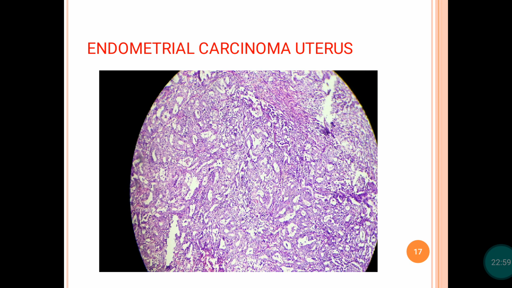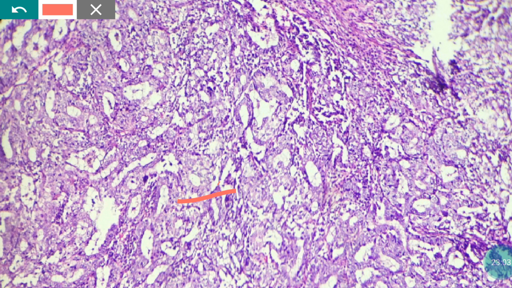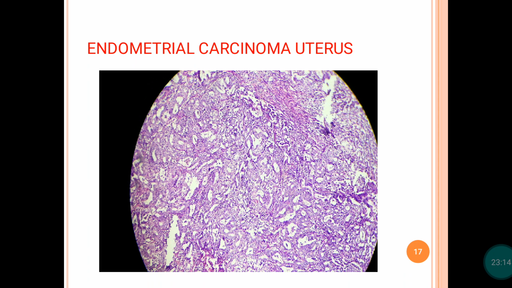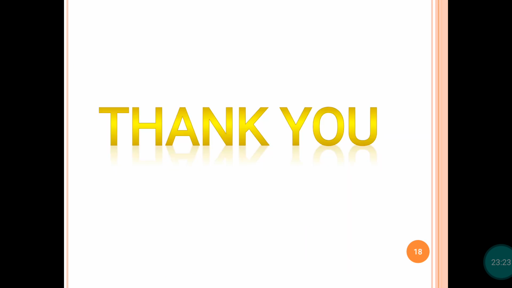This is the malignant tumor. Just see how large the nucleus is. You can see the prominent nucleoli as well, and there is no stroma in between the cells. All the stroma is invaded by the pleomorphic cells, by the malignant cells. They are invading the stroma. That's why it's the malignant tumor. This is the case of endometrial carcinoma of the uterus.